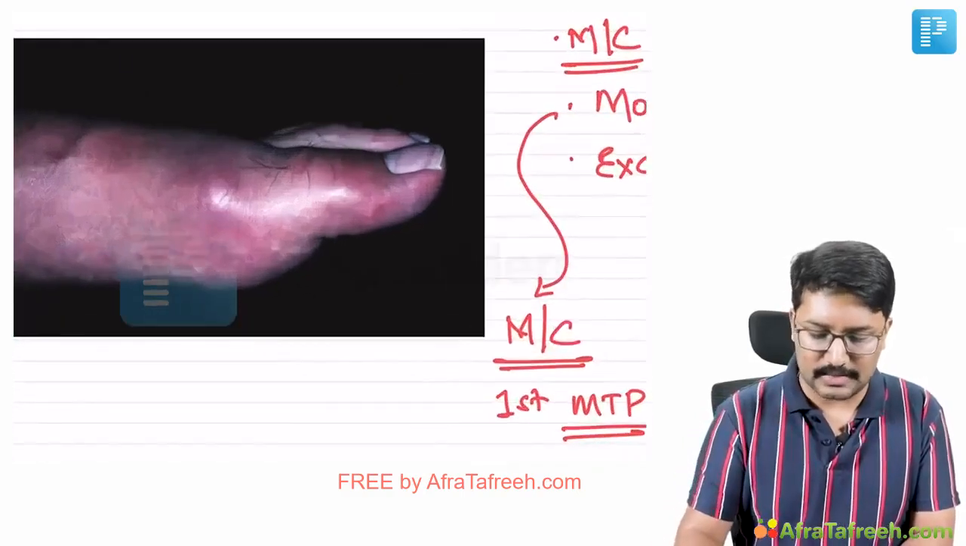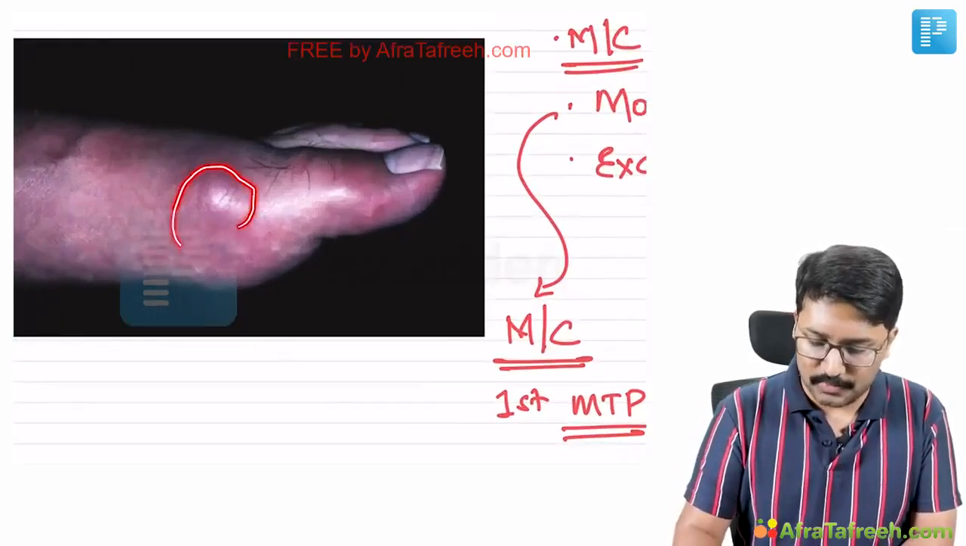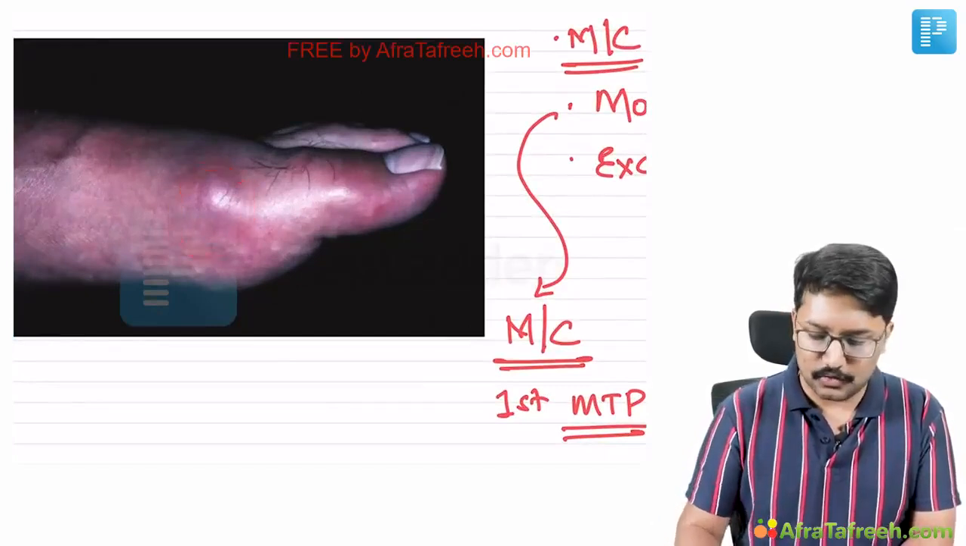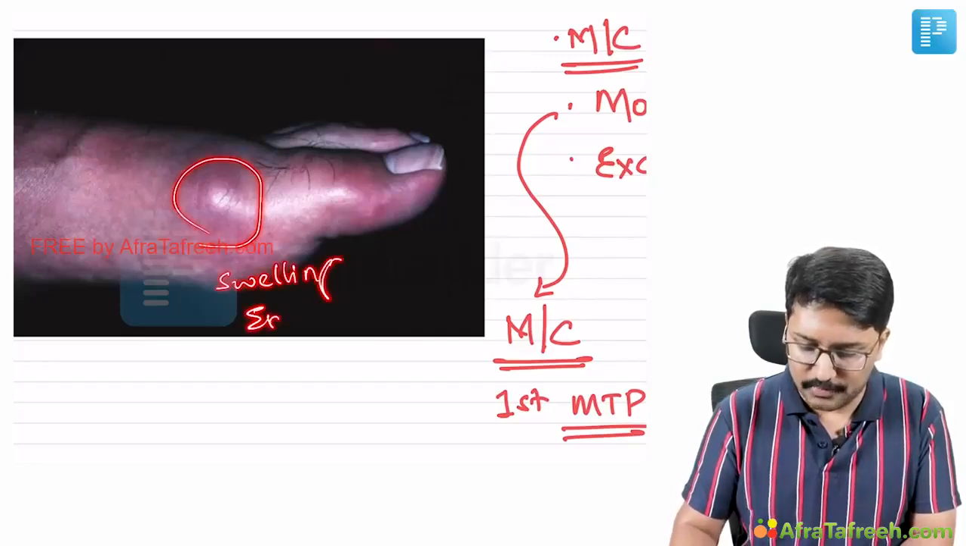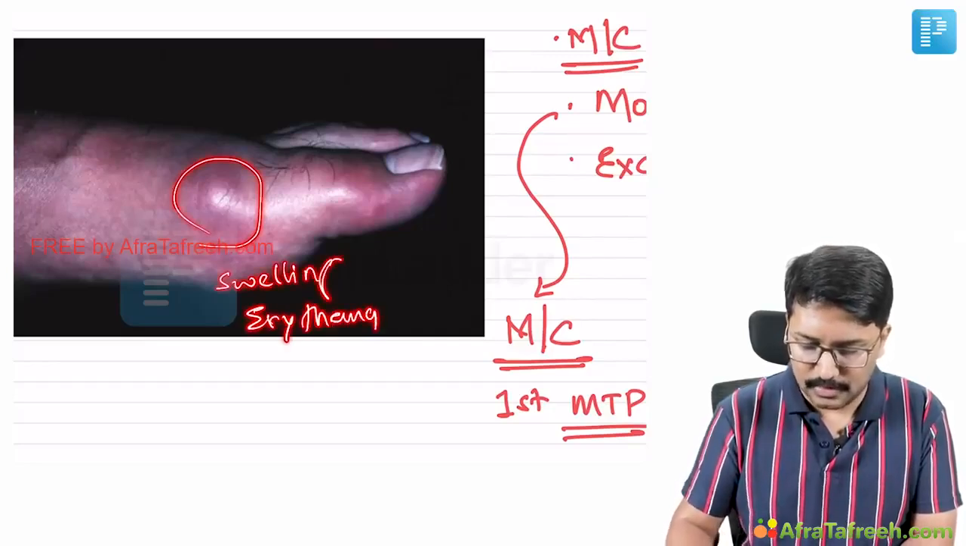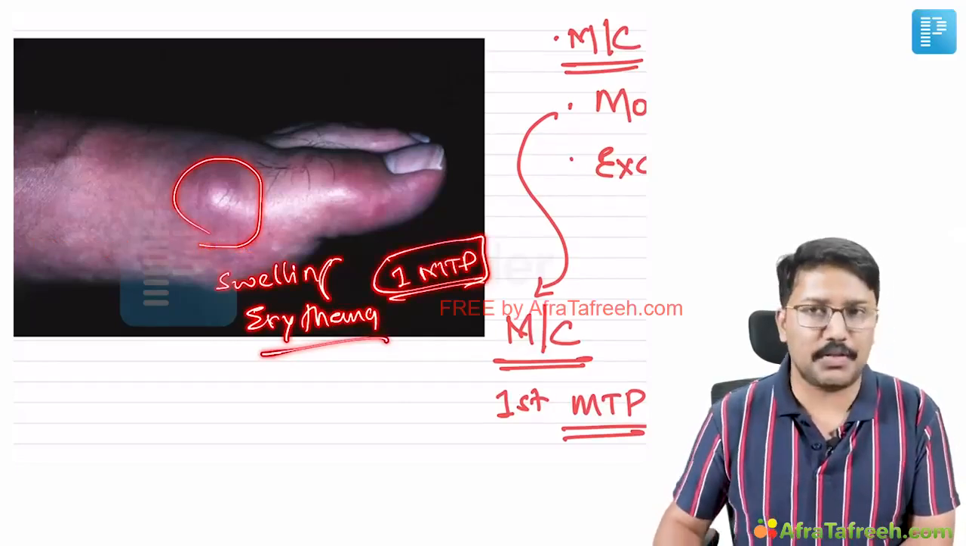So in this image, you can see acute gout. You can see the first metatarsophalangeal joint, swollen, red, right? There is erythema. There is swelling that we can appreciate. Erythema we can appreciate, right? And the first metatarsophalangeal joint is what we can appreciate.